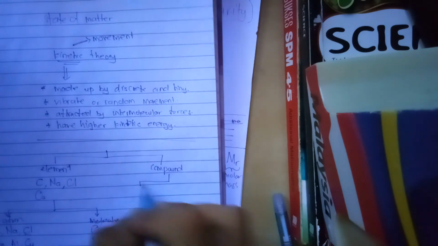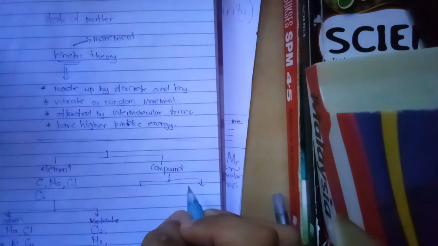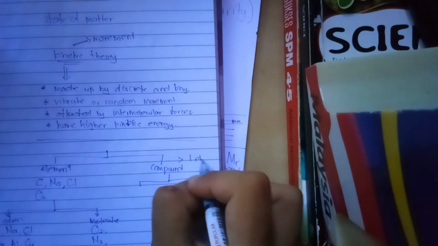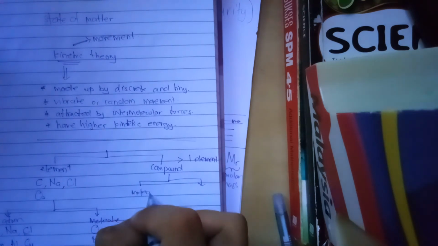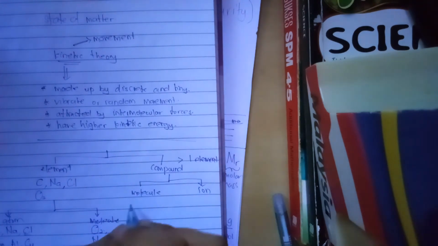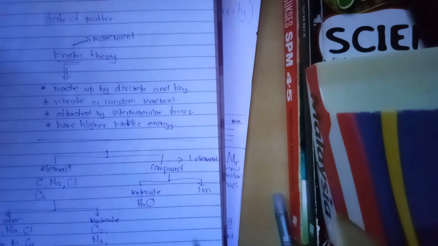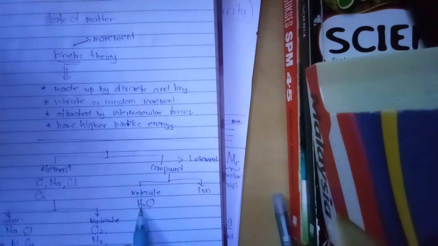For the compound, they exist as more than one element. You can split them into molecule and ion. For example, H2O. H2O is a molecule. As you see, it has two different elements, H and O, so it is not an element, it is a compound because you have more than one element. Why is it a molecule? Because it is a combination of non-metal and non-metal. Same for CO2, you have carbon and oxygen, so it is a compound.